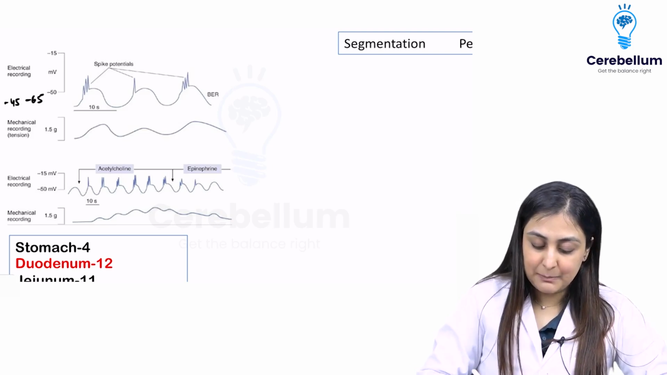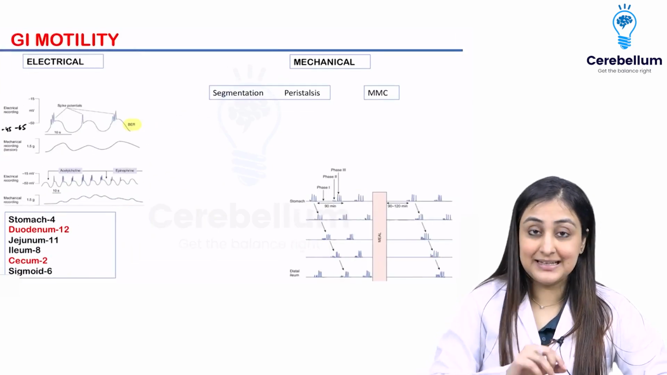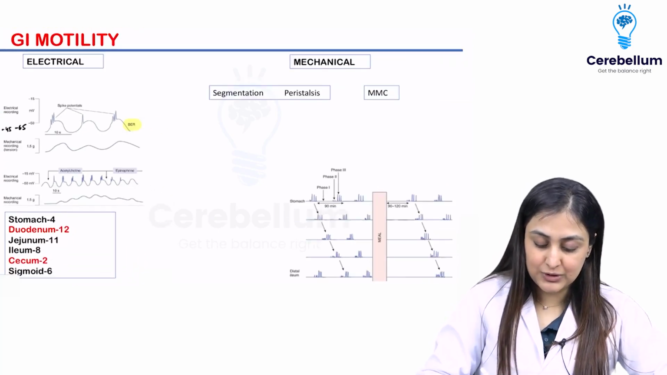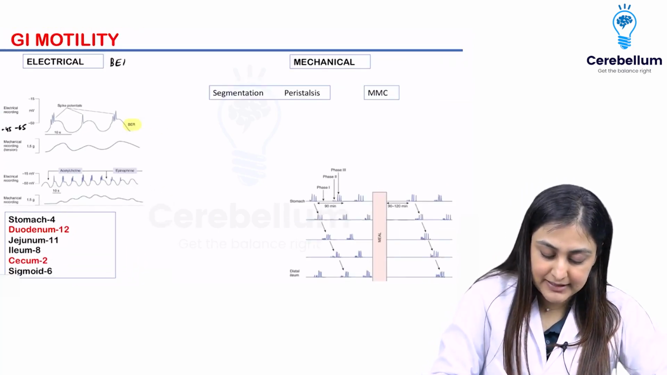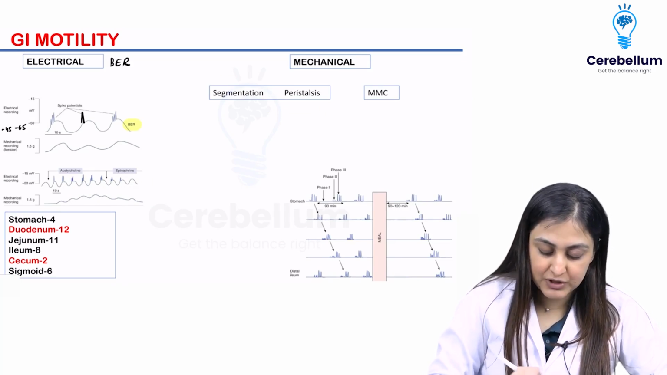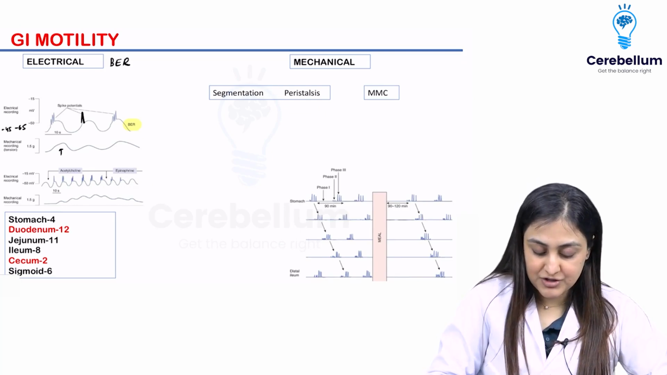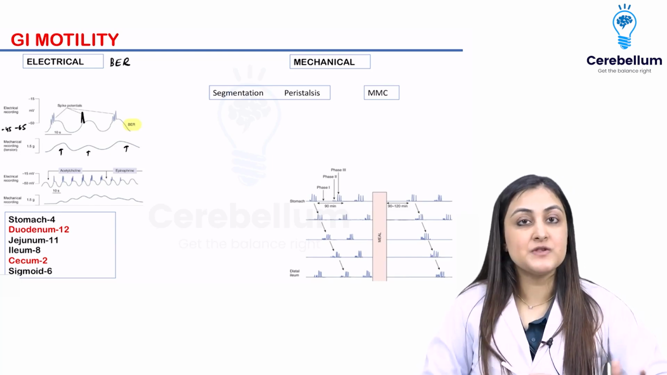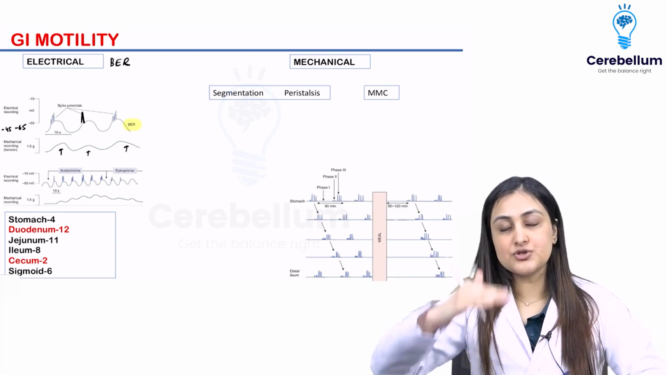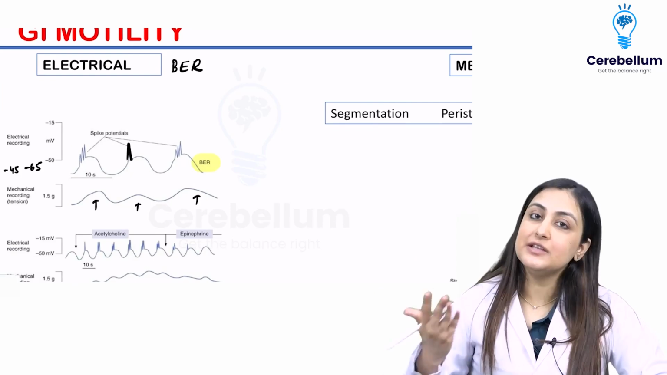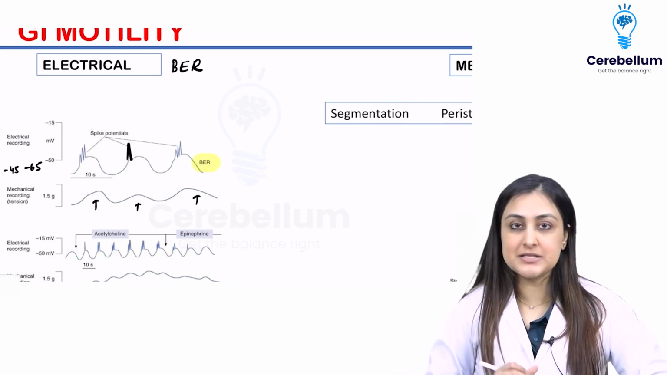So this is what is known as the electrical baseline resting membrane potential of the GI, known as BER, basal electrical rhythm. And wherever you have these spike potentials, that corresponds to the contractions, like you can see in this tracing here. Now what is responsible? Just like you have pacemakers which show this fluctuating RMP, you have pacemakers in the intestine which generate this basal electrical rhythm.